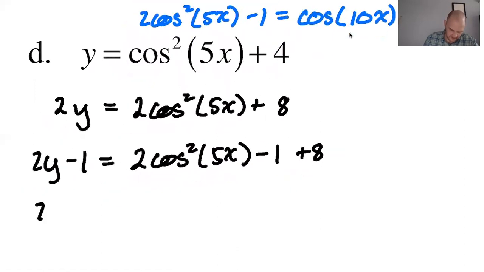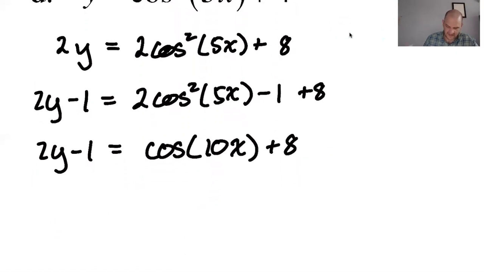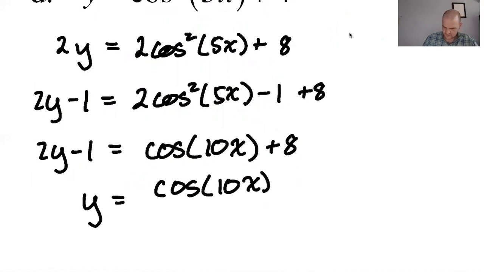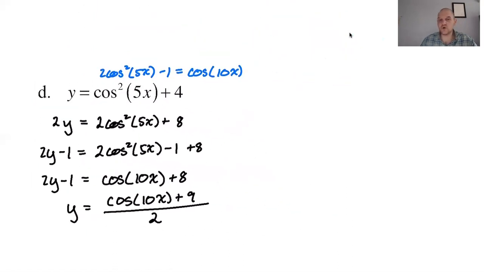The issue is I haven't solved for y yet, but I did get cosine of 10x, and then plus 8. Now what I need to do is add 1 and divide by 2. So y is equal to, how am I going to write that? Cosine of 10x. I'm adding 1 and dividing by 2 to get that. And that's a totally good answer.